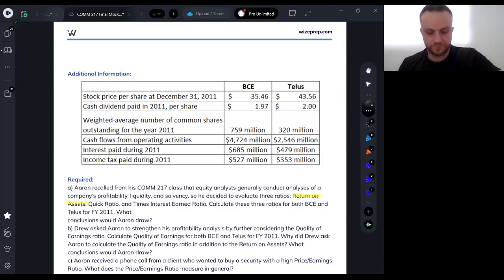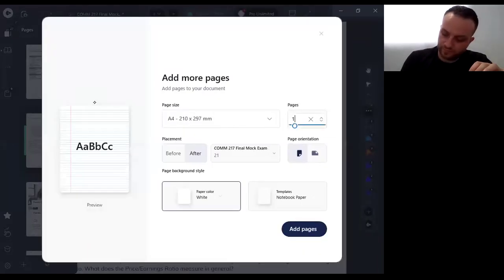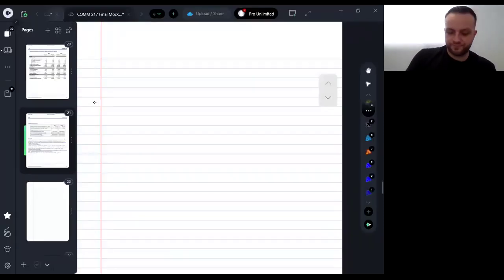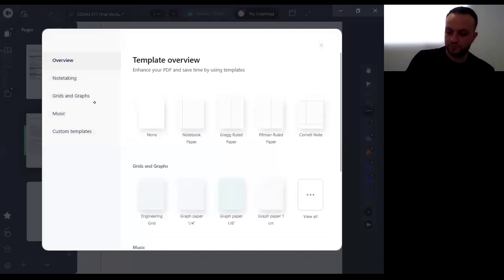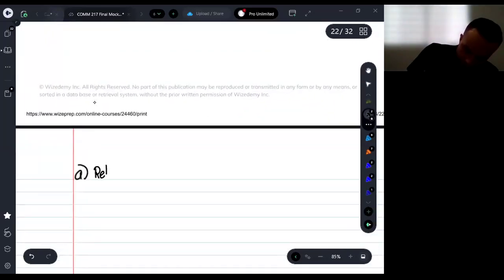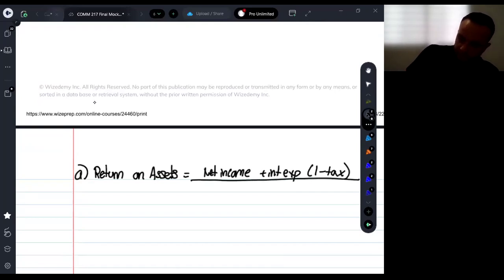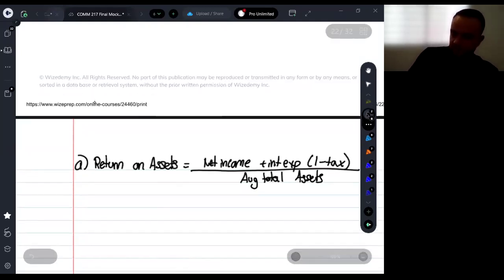Okay. So return on assets. You take net income plus interest expense times 1 minus the tax rate, all over average total assets.